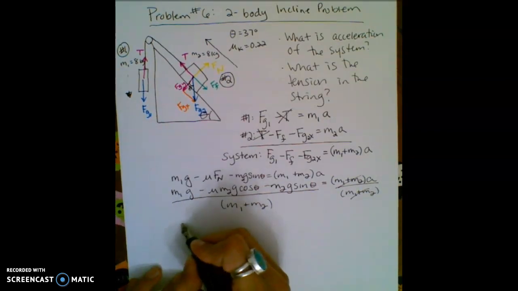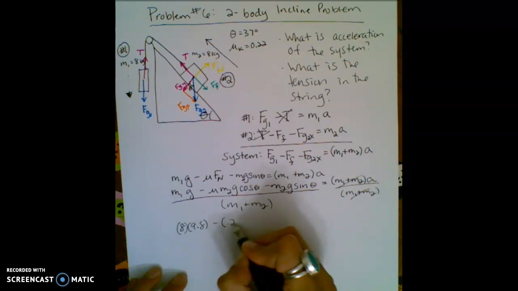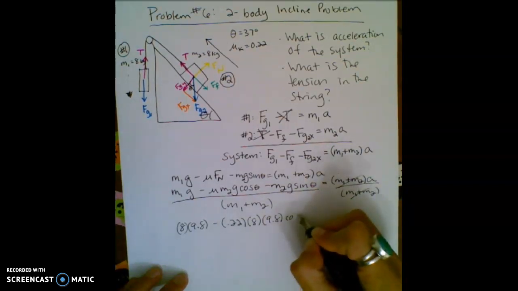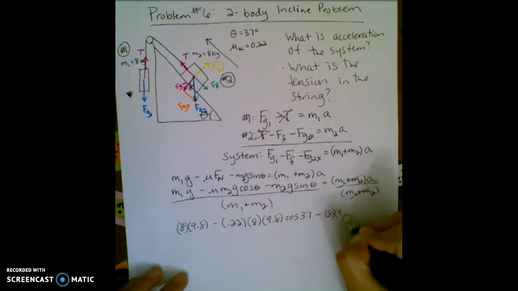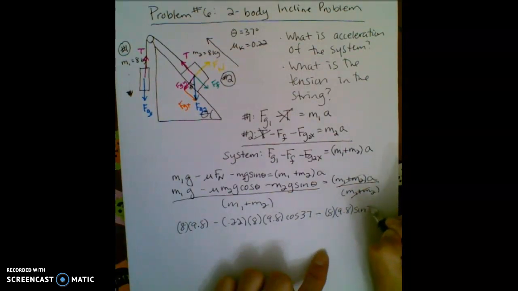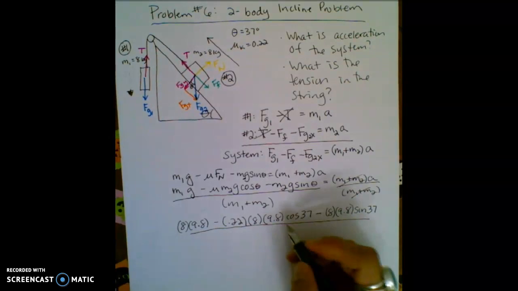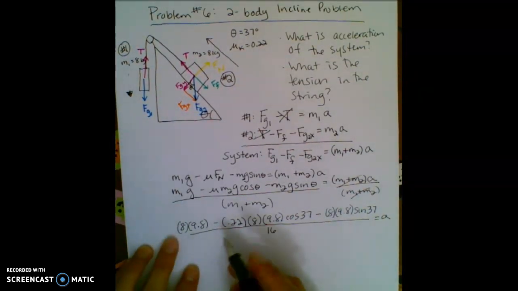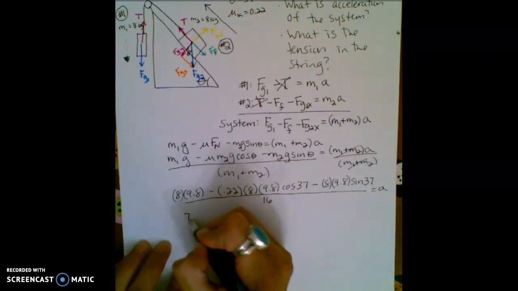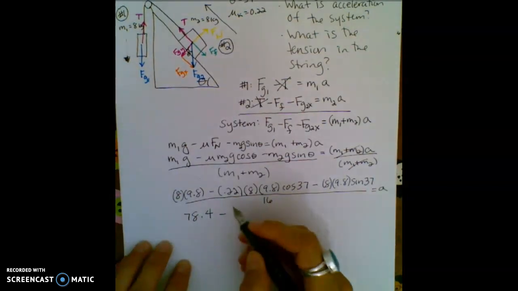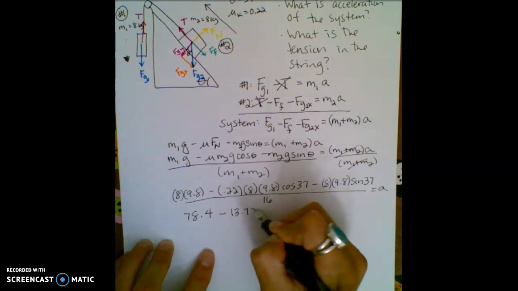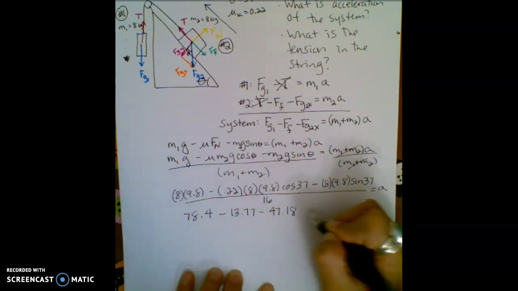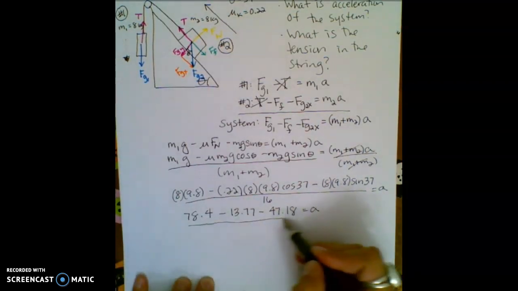So now I have 8 times 9.8 minus 0.22 times 8 times 9.8 times the cos of 37 minus 8 times 9.8 times the sine of 37, all over 8 plus 8, which is 16. Okay, so this is over 16. And that equals a. Now when I do this math, I get 78.4 here, minus 13.77, minus 47.18 equals a, and divided by 16 equals a.